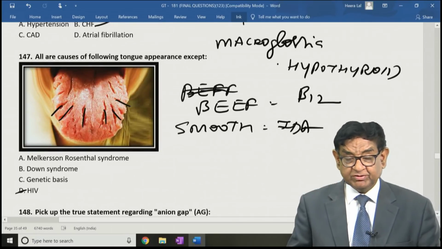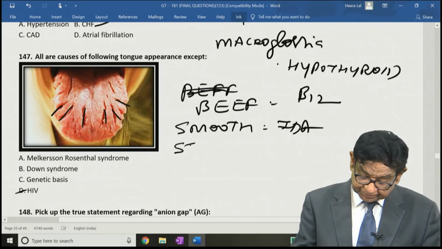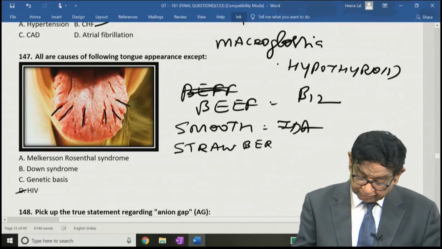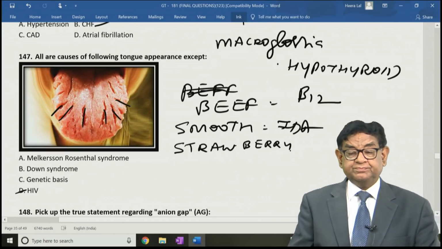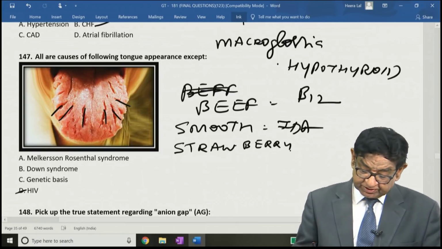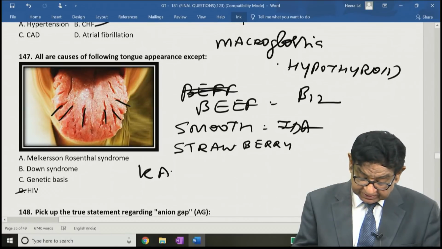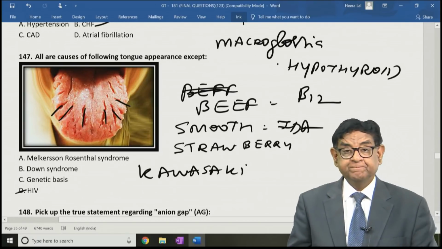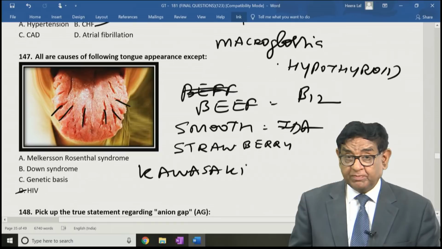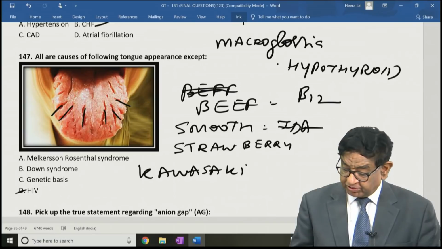Stop the video, write down the answer. The question is, in which condition do you get strawberry tongue? Well, I'm sure you've written the answer by now. The answer is, we see strawberry tongue in Kawasaki disease. And we also get strawberry gums in Wegener's granulomatosis. This is all extra knowledge for you.